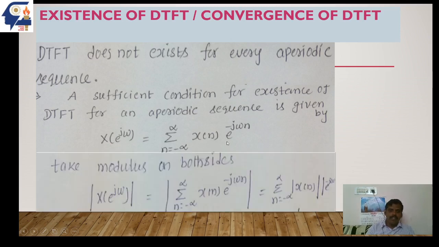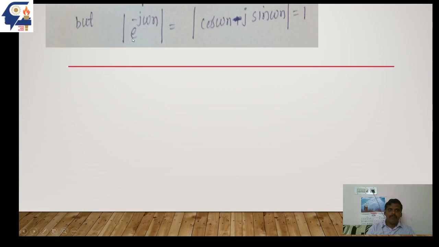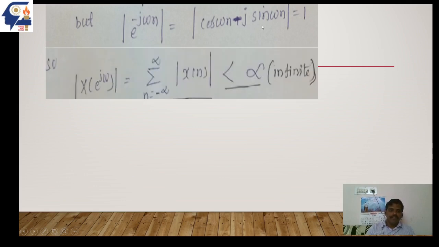Take the modulus on both sides, then you will get mod X of e power j omega is equal to summation n equal to minus infinity to plus infinity mod x of n into mod e power minus j omega n. In general, we know mod e power minus j omega n is equal to mod cos omega n minus j sin omega n, that equal to 1, because cos squared omega n plus sin squared omega n equal to 1. So mod X of e power j omega is equal to summation n equal to minus infinity to plus infinity mod x of n. Mod x of n is nothing but the given signal.